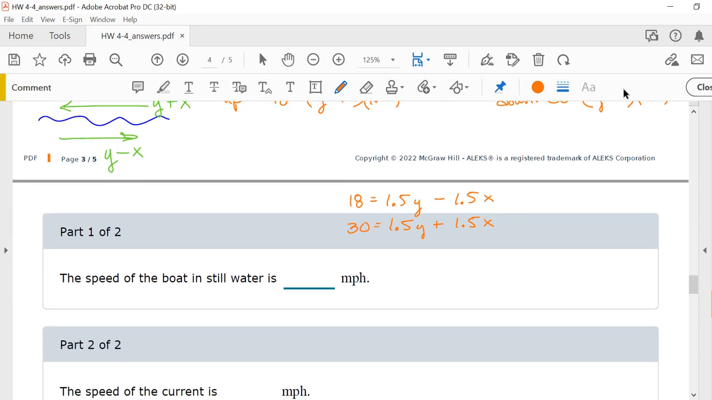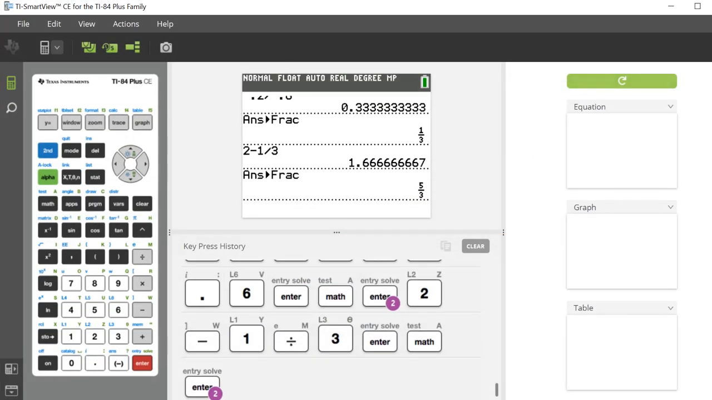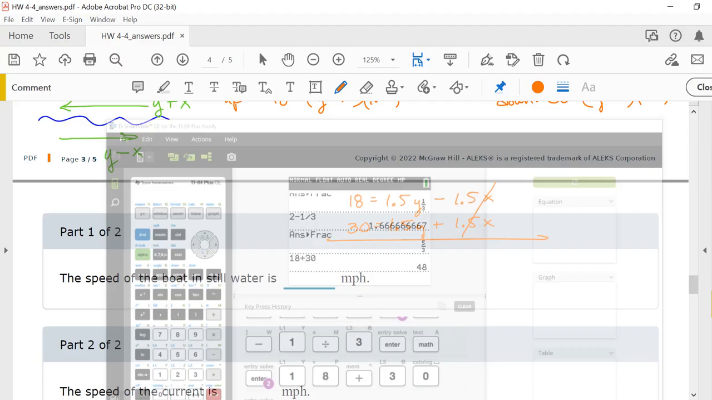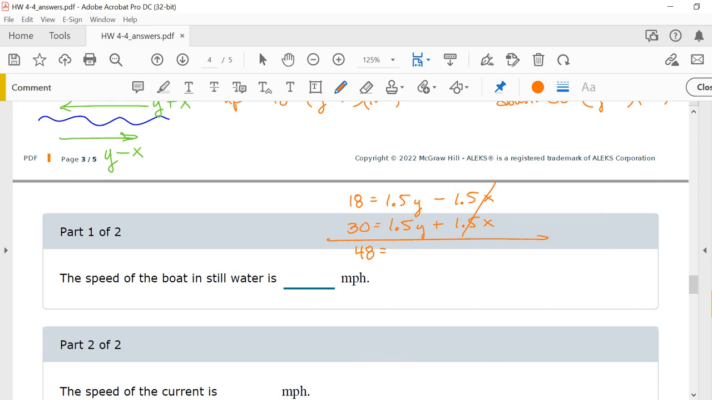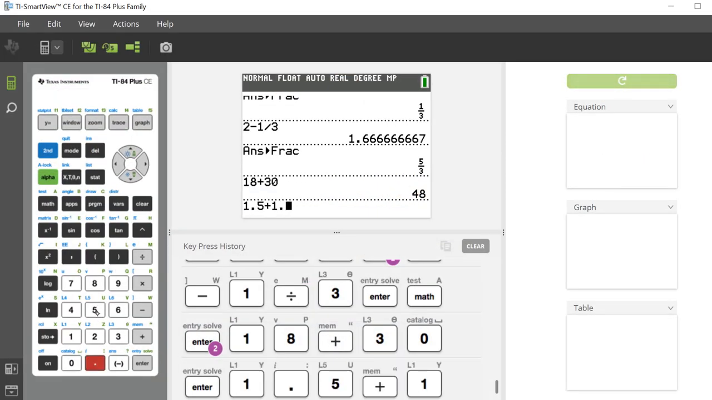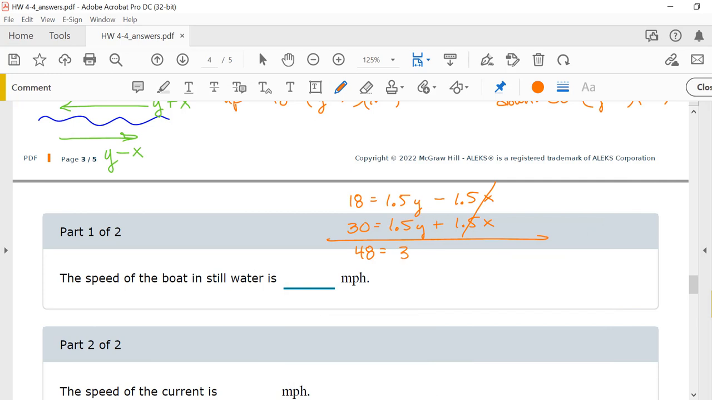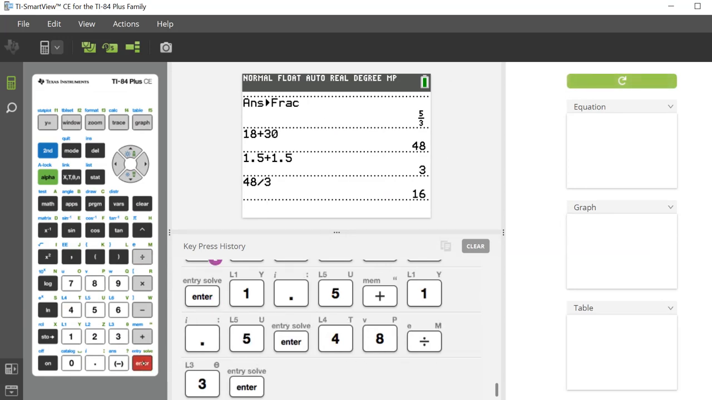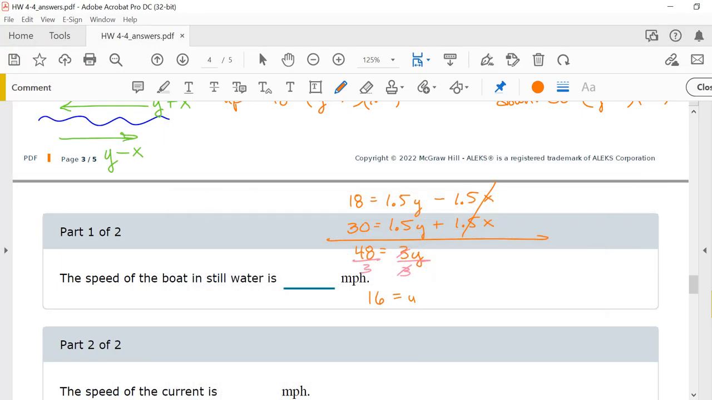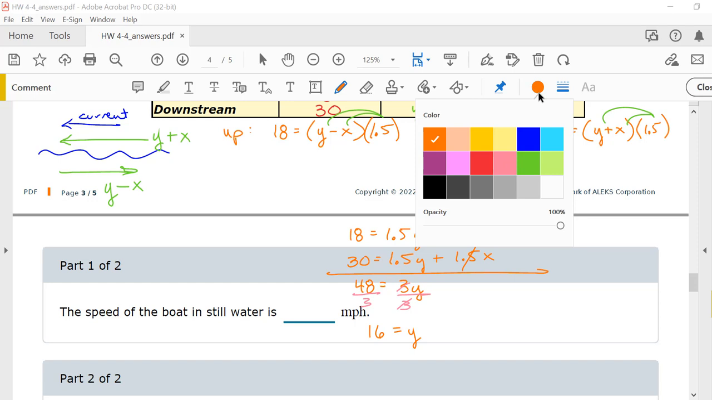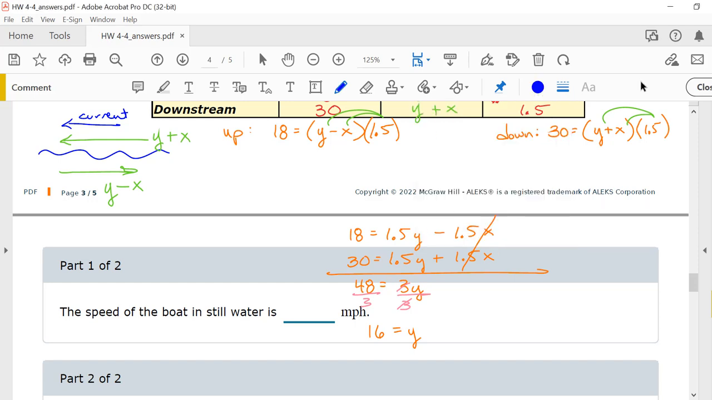If I solve these using elimination, the x's are gone. 18 plus 30 is 48. 1.5y plus 1.5y is 3y. Dividing both sides by 3, 48 divided by 3 is 16. So 16 equals y. To solve for x, I can plug it back into either equation. I'm going to go to this one.